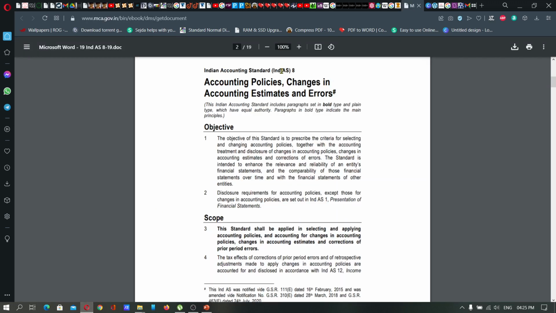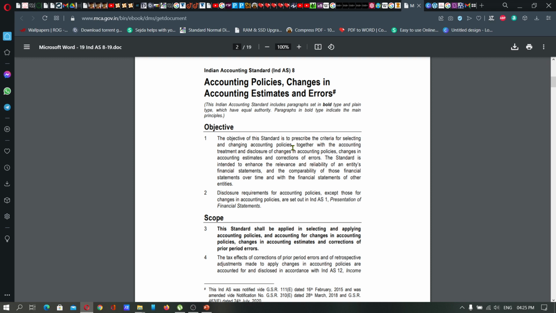Next one, Ind AS 8 deals with accounting policies, changes in accounting estimates and errors. As the title suggests, the objective of this standard is to prescribe the criteria for selecting and changing accounting policies. There is a certain criteria for selecting a certain type of accounting policy, and once it is selected, it is not easy to change quickly.